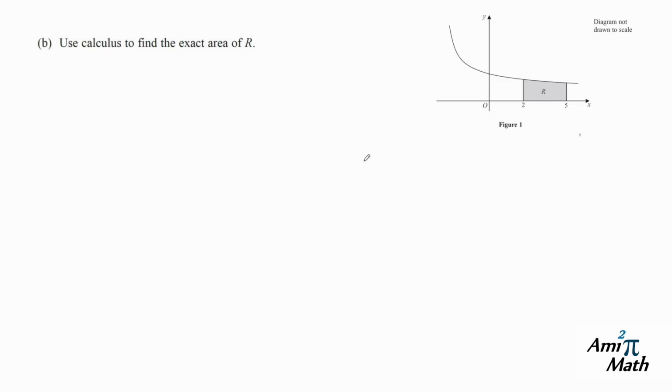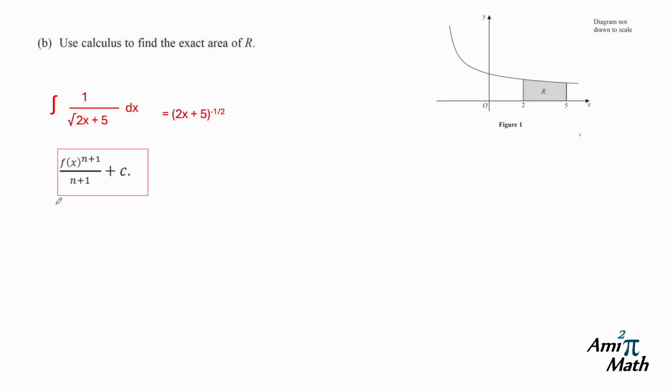Okay, use calculus to find the exact area of R. So this is our equation from earlier, and we can simply rewrite this as 2x plus 5 brackets to the power of half, which will give you the square root. But because it's 1 over root 2x plus 5, we have to add the minus. So you'll get 2x plus 5 to the power of minus half.